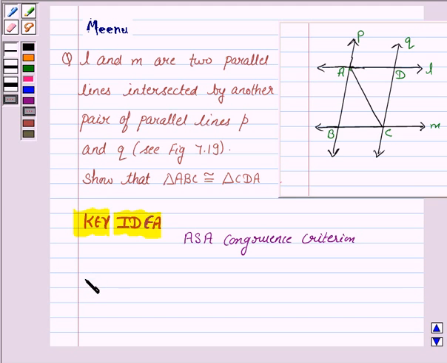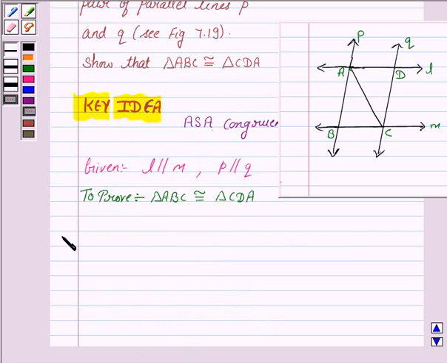Now we are given that L is parallel to M and P is parallel to Q, and we have to prove that triangle ABC is congruent to triangle CDA. And by the ASA criteria, we need to prove that two angles and one included side of the two triangles are equal. Let's now move on to the solution.